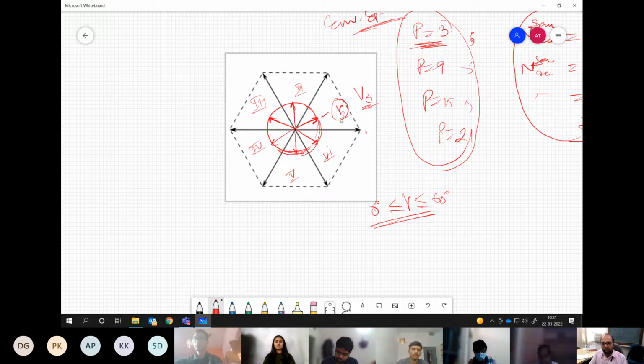So to differentiate, let me write it as gamma 1, because there is only one sample. So what should be the value of this gamma 1? 30 degrees. Can it be 0 degree? Can it be 60 degrees? Can it be 20 degrees? Why 30 degrees?